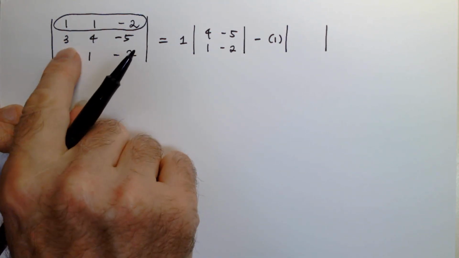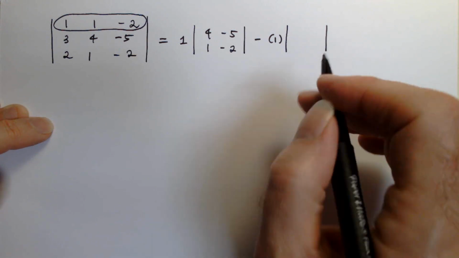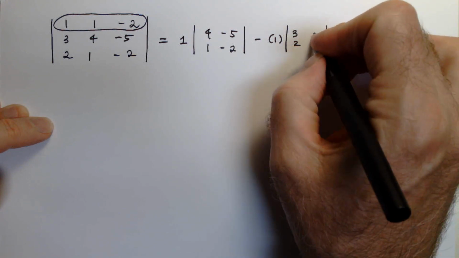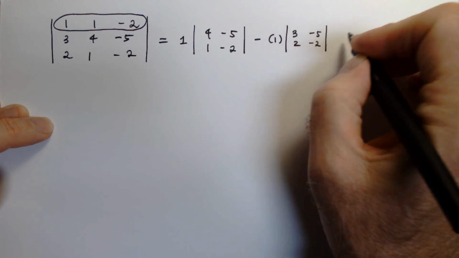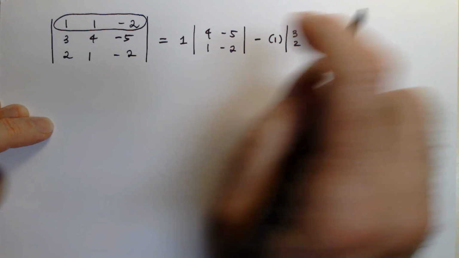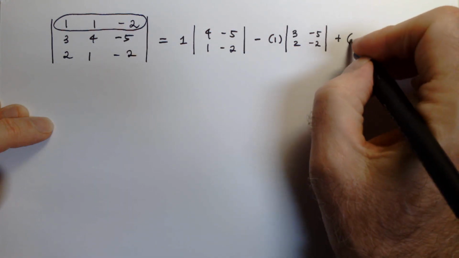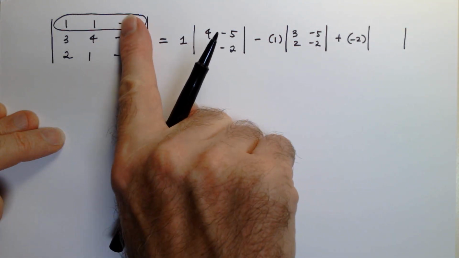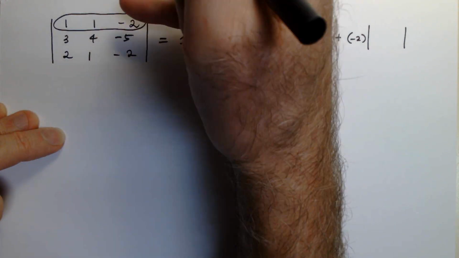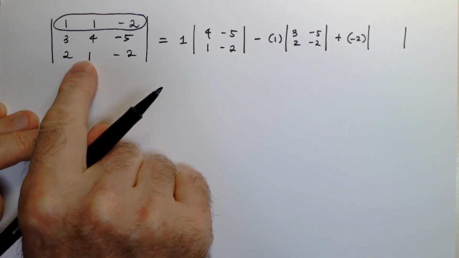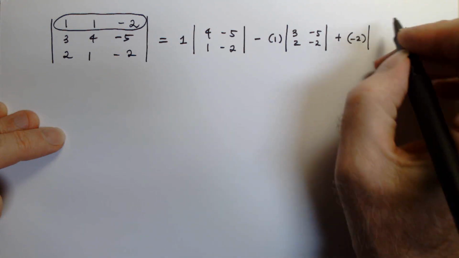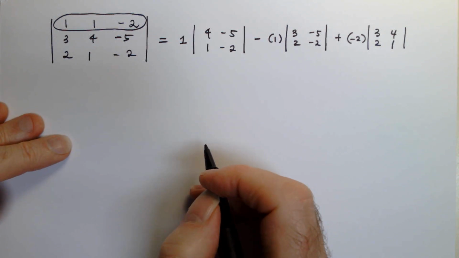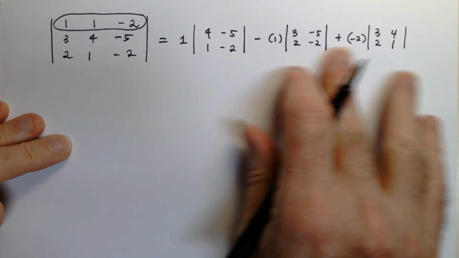And so that's the determinant of the matrix with the first column 3 and 2, and the second column -5 and -2. And then we were back to a plus sign. We took the third element in the first row, -2, and multiplied it by the 2 by 2 determinant of the 2 by 2 matrix obtained by deleting that last column and the first row. So it's going to be the 2 by 2 matrix with elements 3, 4, and 2, 1. Okay, and now we've reduced the problem to calculating determinants of 2 by 2 matrices.